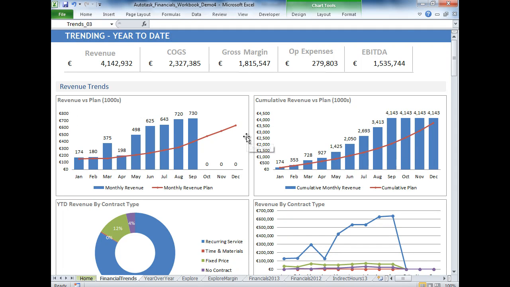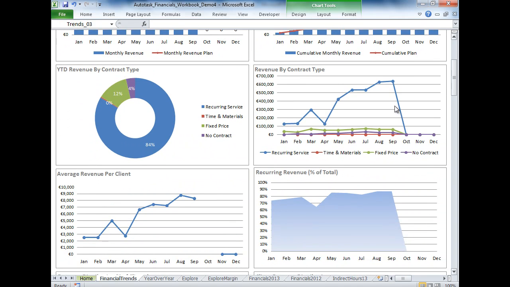So I see my revenue on a monthly basis versus plan. I see a cumulative year-to-date comparison of revenue versus plan to see how I'm doing year-to-date. I see a breakdown by my contract types, so I can see a percentage of revenue that's from recurring service contracts. I can see a trend per month to see what's been trending up. Nice trending curve here in terms of recurring service. That's what everyone would like to see.